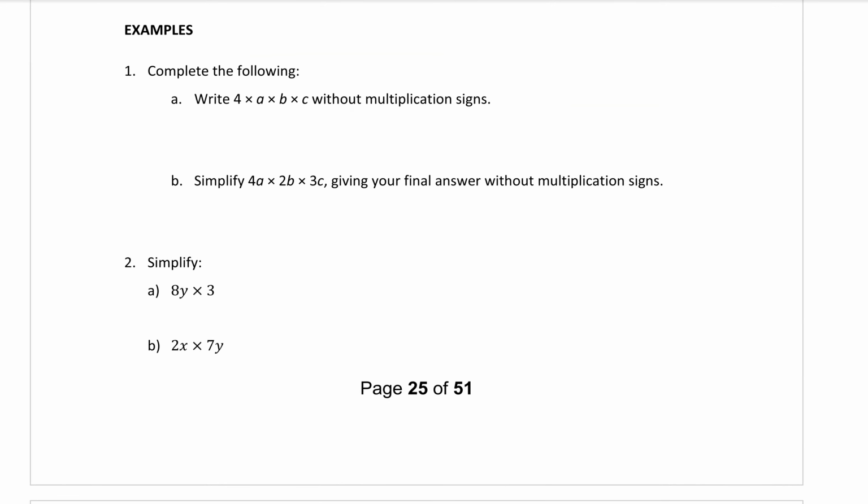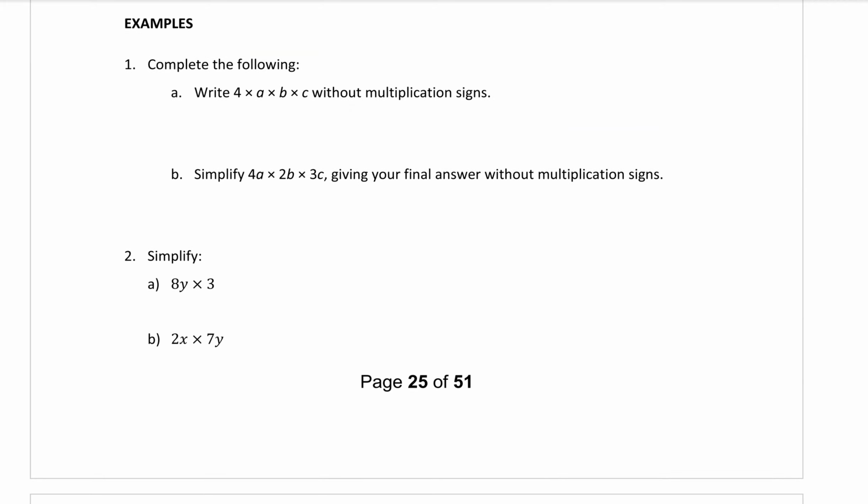Complete the following. Write 4 times A times B times C without any multiplication signs. Simply put, all we have to do is push all of those things together so that they are next to each other, with the number being first, so the 4 will be first, and the letters all in alphabetical order. And they are already in alphabetical order, so it's just 4, A, B, C.